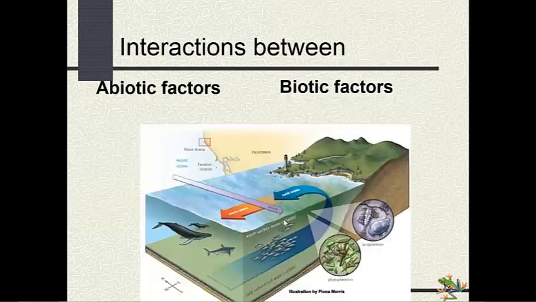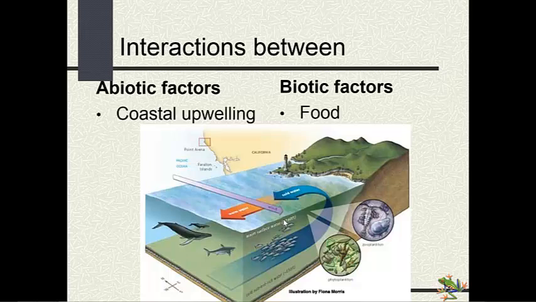So abiotic factors and biotic factors, of course, influence each other. Coastal upwelling, as we discussed in chapter 4, has an impact on how much food is available. And how much food is available then affects the habitat. And El Niño has an effect on coastal upwelling, and so has an effect on food.